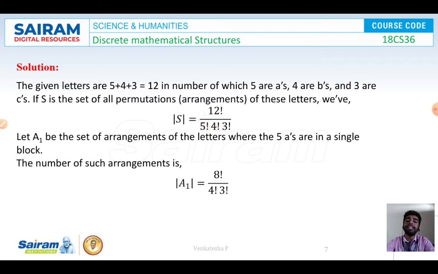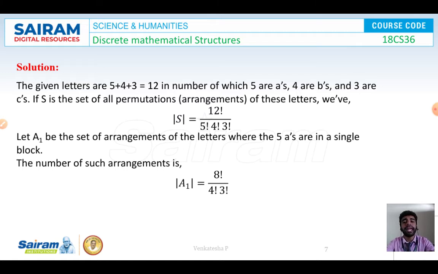So now I will be defining the subsets A1, A2, A3 from the finite set S. Here the set A1 denotes that I will be assuming all the 5 A's are in a single block. If 5 A's are in a single block, I will be taking it as 1. So 1 plus 4 plus 3 is equal to 8. So the order of A1 will be equal to 8 factorial by 4 factorial into 3 factorial.